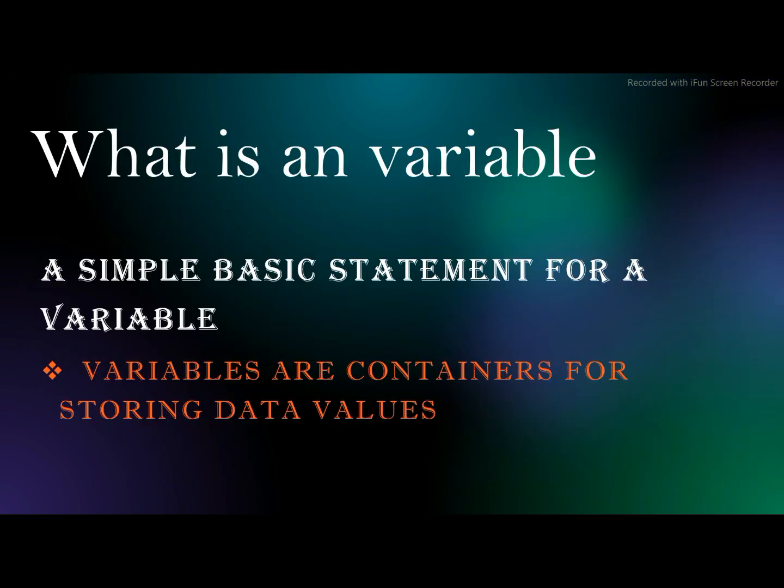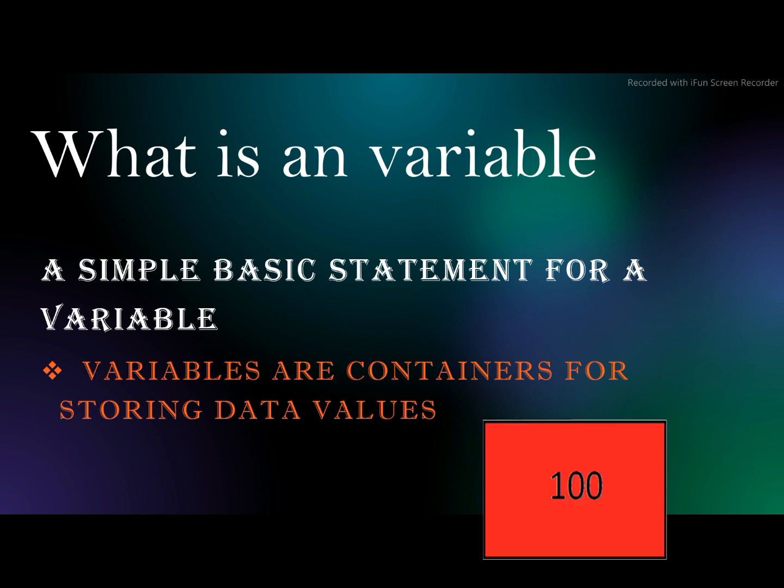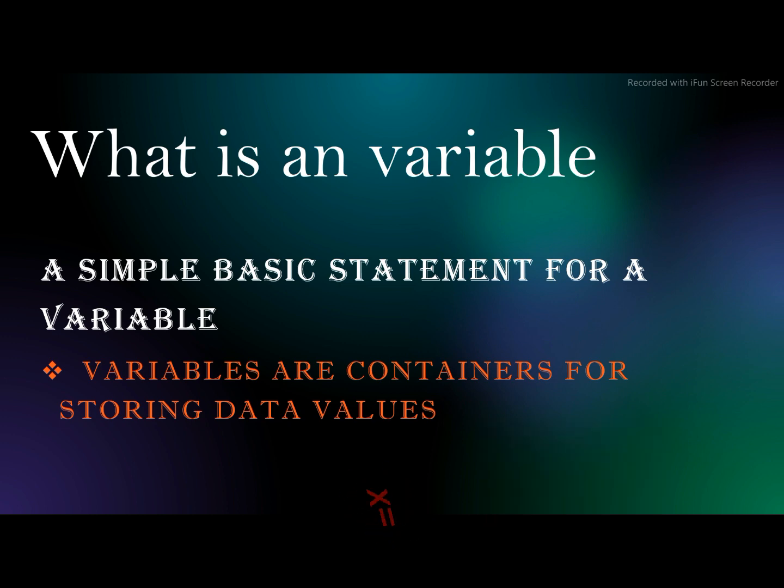What is a variable? A simple and basic statement is: variables are containers for storing data values. This means that variables are entities of a program that hold a value. You may not understand what value holding means in programming, so let me give a simple example of a box. Let us consider a box which has the value 100, and I name the box X. In this case, X is the variable and 100 is the value held by the variable X.